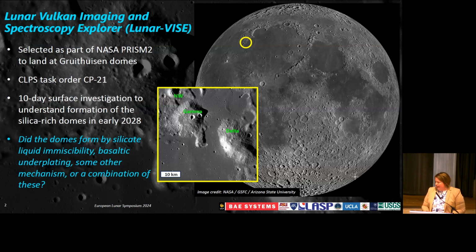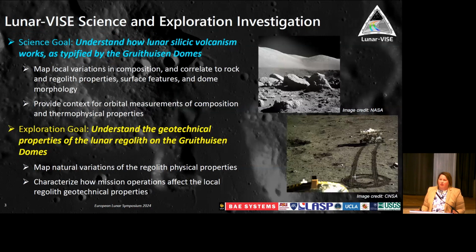We're going to do that by having one overarching science goal: to understand how silicic volcanism works at the Gruithuisen domes, and then apply that to the other silicic features that we see across the lunar surface. We also have one exploration goal, which is to understand the geotechnical properties of the regolith across the domes, and also understand how that is affected when we have a lander landing and a rover interacting and moving about the dome.